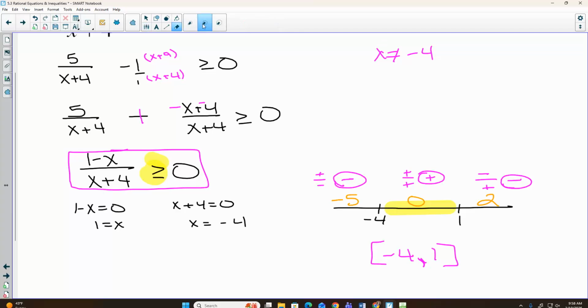So negative 4 has to get a parenthesis. Even though it says equal to, the denominator gets a parenthesis no matter what. Only the 1 can get a bracket here. So negative 4 to 1 with a bracket on the 1.